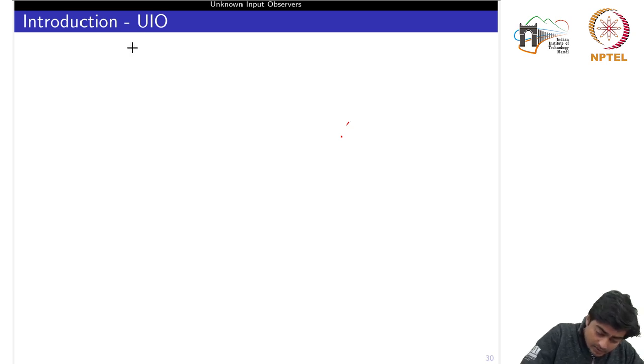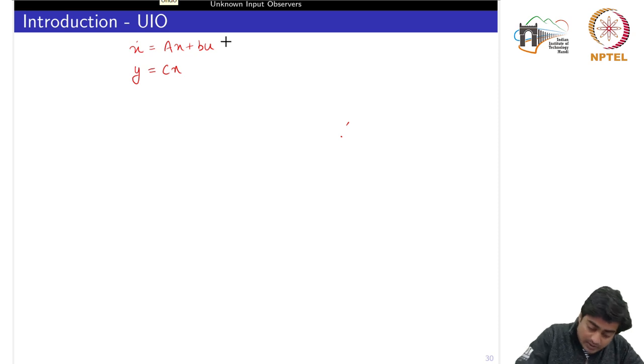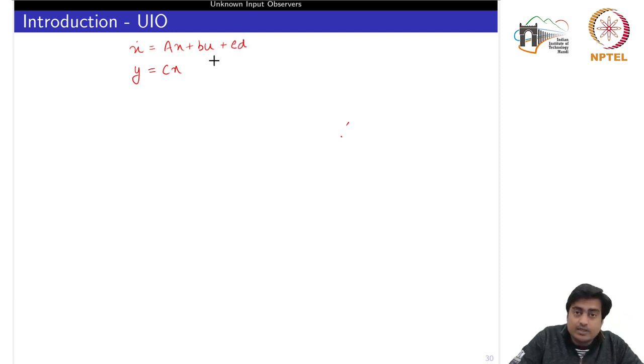So for example, given the LTI system, let's say x dot is equal to Ax plus Bu and y is equal to Cx. Now in the observers we had seen so far, we did not have any additional term. Let's say we add a disturbance term with its distribution matrix E. We had focused on the issue of observability, that we discussed the observability of the pair A, C.